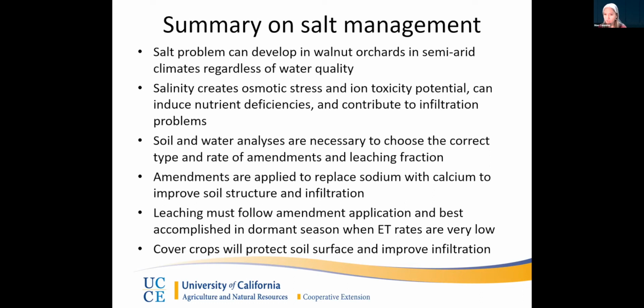In order to address this, we want to look at soil and water analyses to choose the correct type and rate of amendments, and calculate a leaching fraction. Amendments are needed to replace sodium with calcium to improve soil structure and infiltration. And then leaching must always follow amendment application. And it's best to accomplish this in a dormant season when ET rates are low. And then cover crops will help protect the soil surface and improve infiltration if that works for your operation. So with that, I'll conclude my talk.